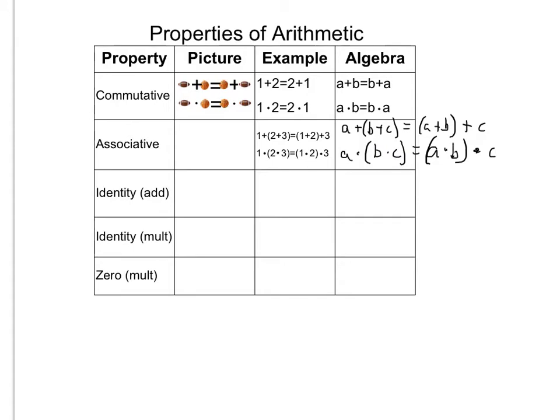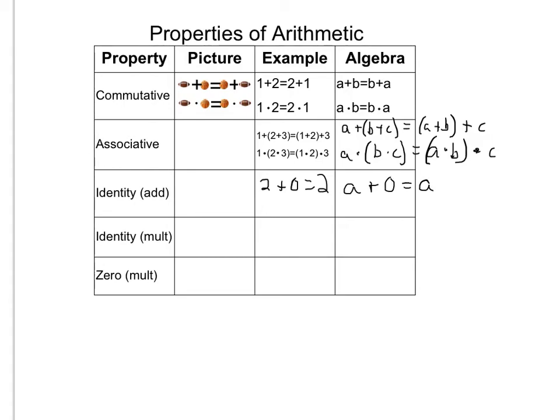Alright, identity of addition. What the identity of addition says is that if I take any number, so we'll pick 2, and I add 0 to it, I get the same number that I started with, 2. Okay, that's called the identity of addition. Anything plus 0 is itself. So again, in algebra terms, that would be any number plus 0 equals itself.